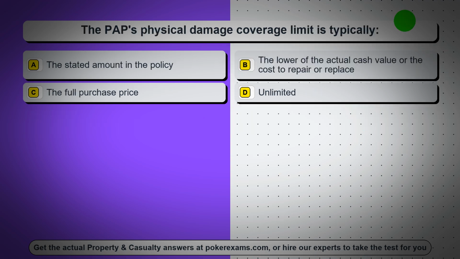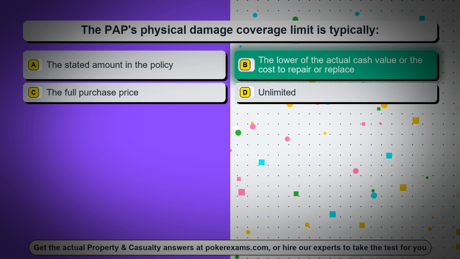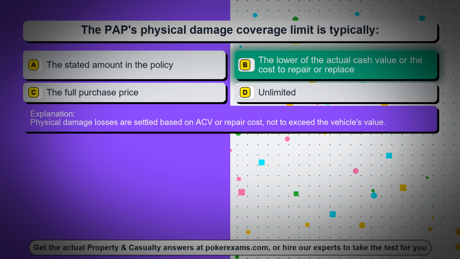Question 41. The PAP's physical damage coverage limit is typically: option A, the stated amount in the policy. Option B, the lower of the actual cash value or the cost to repair or replace. Option C, the full purchase price. Option D, unlimited. The correct answer is option B, the lower of the actual cash value or the cost to repair or replace. Physical damage losses are settled based on ACV or repair cost, not to exceed the vehicle's value.